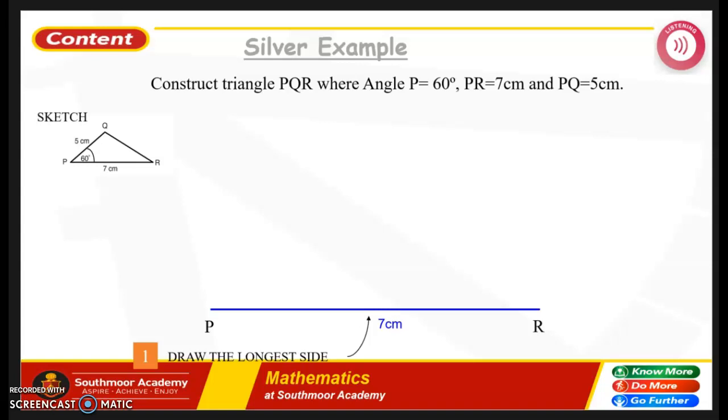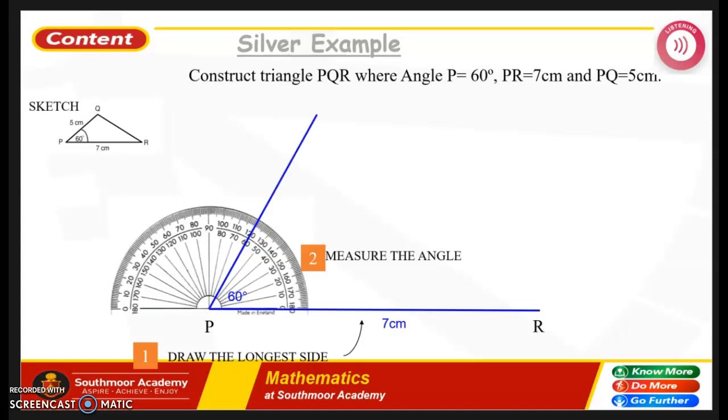Then we are going to measure 60 degrees from P, placing your protractor on P, looking for the 0. The 0 here is on the inside scale, so we're going from the 0 all the way up to 60, drawing our angle.